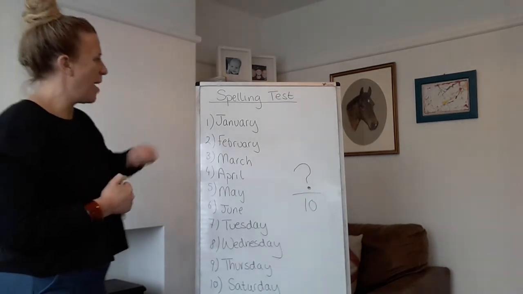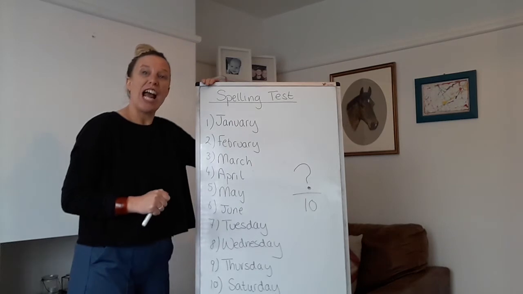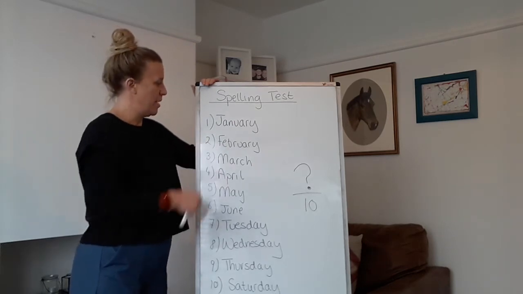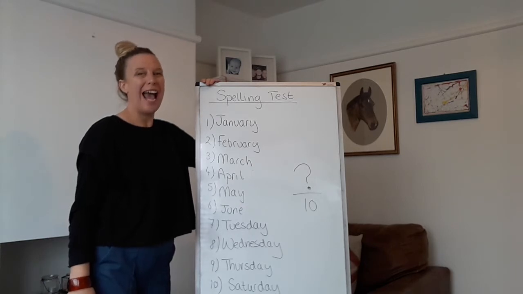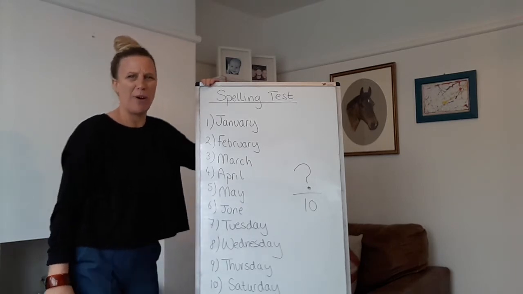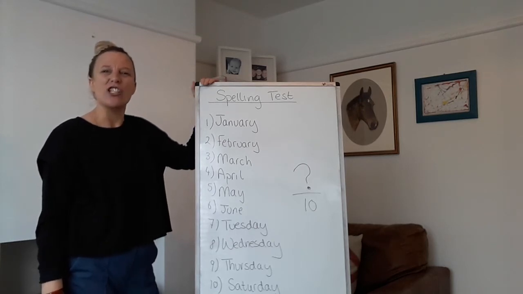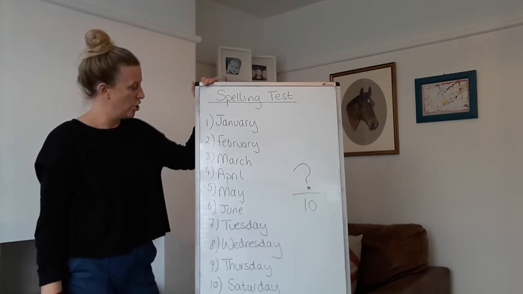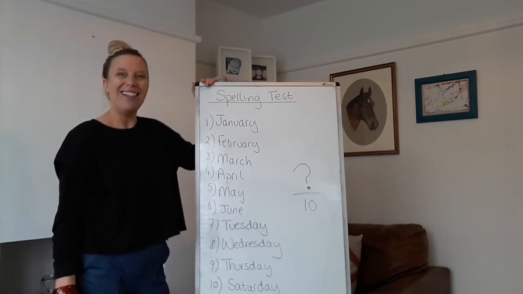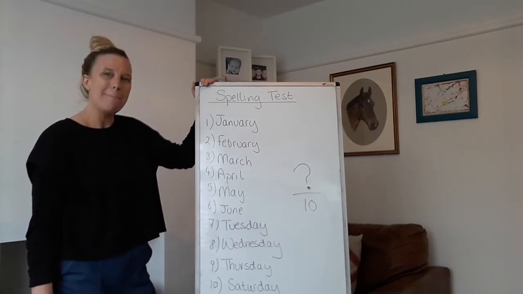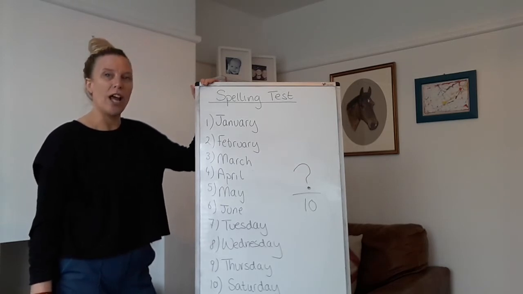So, January, January. Number 2, February, February, very difficult to spell that one. Number 3, March, March, ch sound, that's ch. Number 4, April, April. Number 5, May, May. Number 6, June, June.